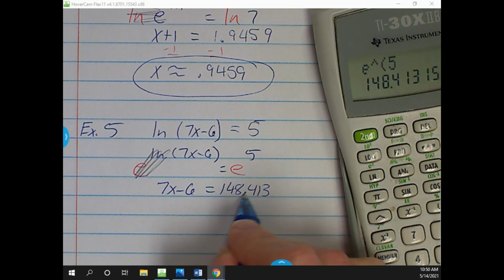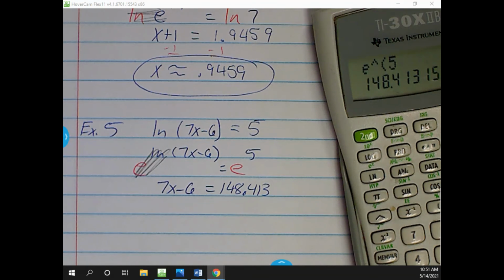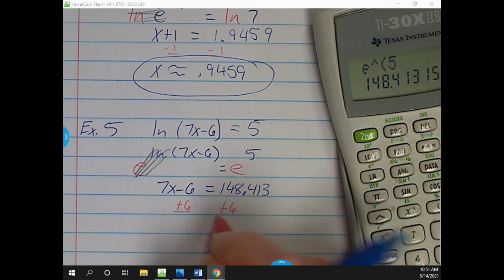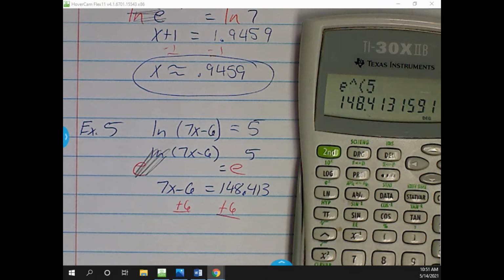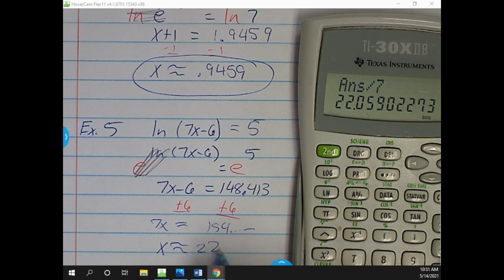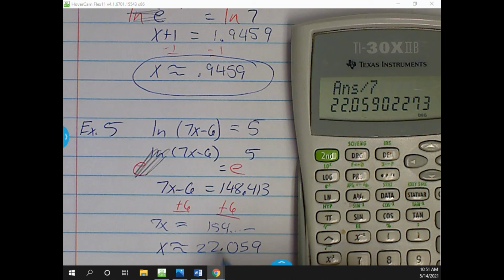Again, you don't have to write all that down. Basically, just put something in there enough to know what it is, because then you're going to solve this equation from here. Once ever you get that number that's here, you're going to go back and add 6 to it. So you get 7x equals 154 point blah, blah, blah, blah. And then you're going to take that number and then divide it by 7. So then we get x is about 22 point. Again, that'll take it around to 3 or 4 decimal places. In this case, we'll go 3 decimal places. 22.059.